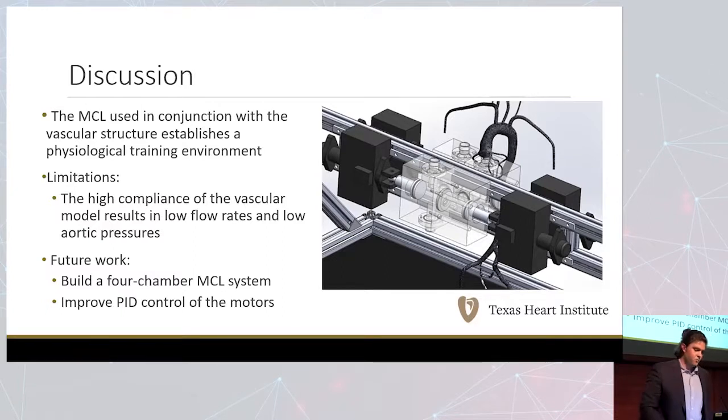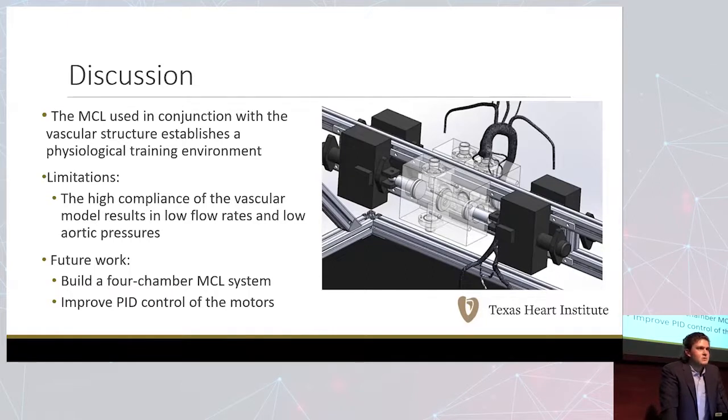And so if we were able to derive an elastance function from an individual by using their own heart function data, we could simulate their own heart when testing cardiac assist devices, LVADs. And this is one of the long-term goals of our mock circulatory loop project. Additionally, we also hope to build a four-chamber system.